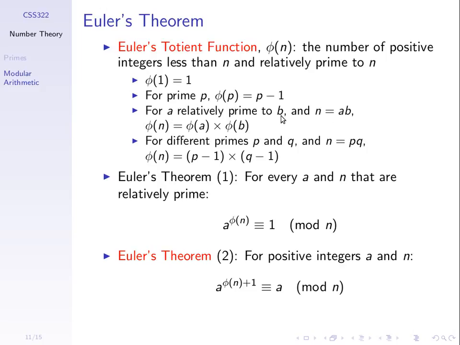So, for example, if B is 7 and A is 4, are they relatively prime? The greatest common divisor of 7 and 4 is 1, so A and B are relatively prime. 4 and 7 are relatively prime. So this condition is true. Therefore, if N equals 4 times 7, or 28, then the totient of 28 is the totient of 4 times the totient of 7. That's what that statement tells us.